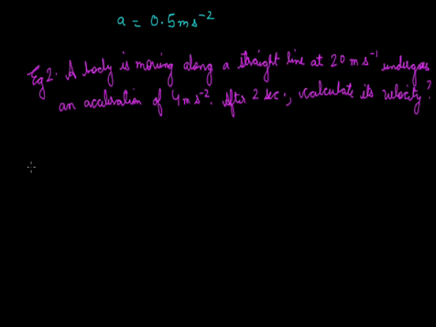We are given the initial velocity, acceleration, and time in which the acceleration produced, and we have to calculate the final velocity. So u, that is initial velocity, is 20 meter per second. A, that is acceleration, is 4 meter per second square. And t is equal to 2 seconds.